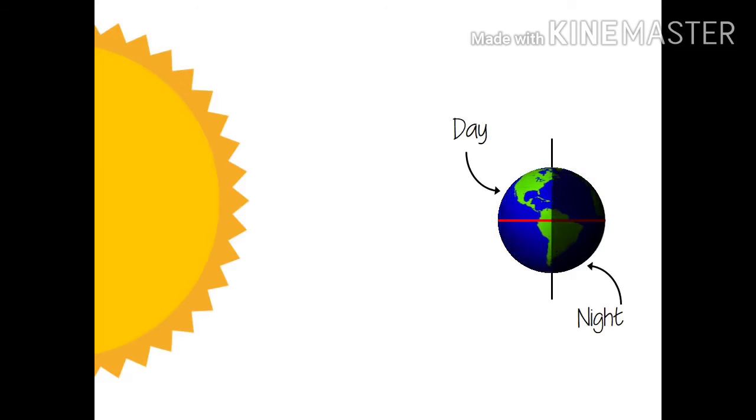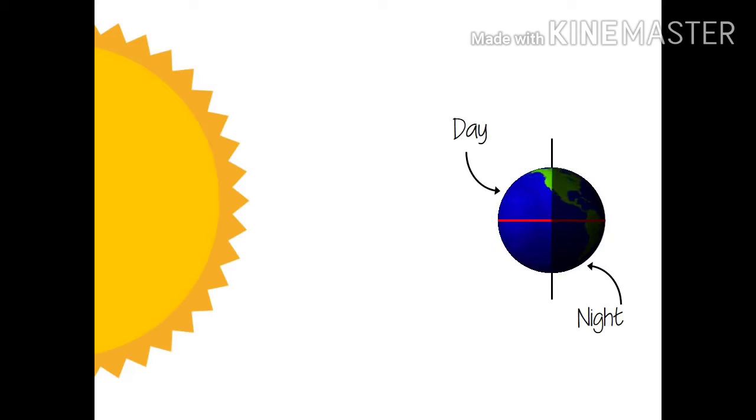Now, let's look and see how the Earth and Sun relate to each other. What causes day and night? Well, the half of Earth that is facing the Sun is illuminated by the Sun's light, and in that half, it's daytime. The half that is facing away from the Sun is in darkness, and it is nighttime in that half.